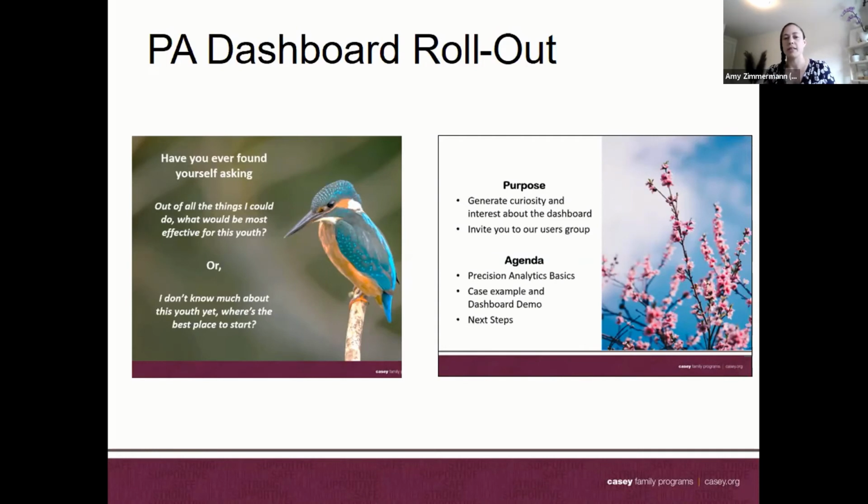And then on the right-hand slide, I show you the agenda that we had for this rollout presentation. And it was really just to generate curiosity and invite folks to the users group. And then it started out with explaining what precision analytics is, kind of what Matt went over a little earlier. And then we went into a case example and a dashboard demo and next steps. And I put this here as part of the lessons learned that I'll talk about in a little bit. So go ahead and go to the next one.